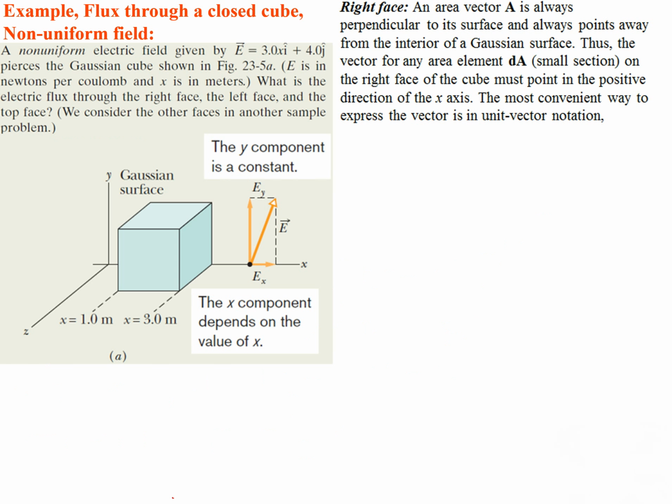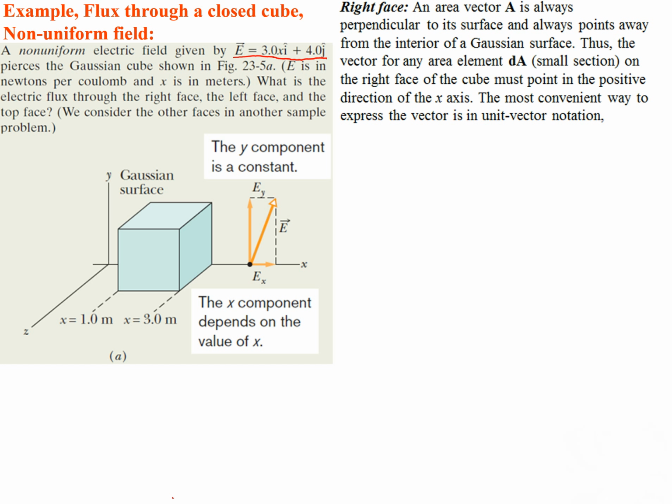So let's do an example now of the flux through a closed cube this time, and it's going to be a non-uniform electric field. So what if the field was changing depending on the position? All right, so non-uniform electric field given by E is equal to 3.0x in the i direction plus 4 in the j direction. It pierces the Gaussian cube as shown. E is in newtons per coulomb and x is in meters. What is the electric flux through the right face, the left face, and the top face? We consider the other faces in another sample problem.